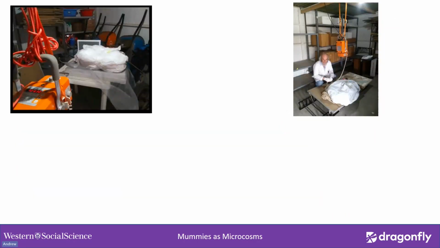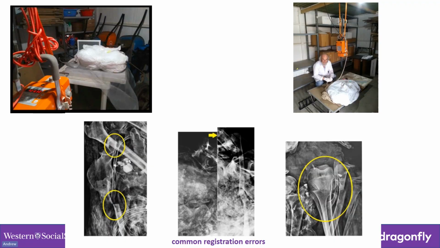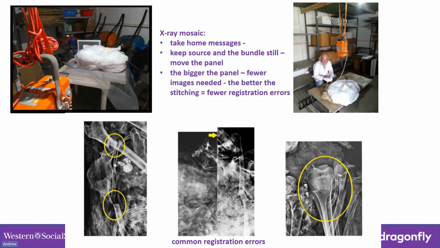And so here we are. Again, we're hanging the X-ray machine, so we can take lateral images and we can take superior, inferior images. But one of the things, particularly after the 2019 field season, we found was that there are a lot of registration errors as we go to do the stitching. The take-home message was I was being stupid. I was keeping the X-ray tube still and the digital panel still, and I was moving the bundle around on the panel. You're actually supposed to keep the panel still and the X-ray head and move the bundle, and that leads to fewer registration errors.